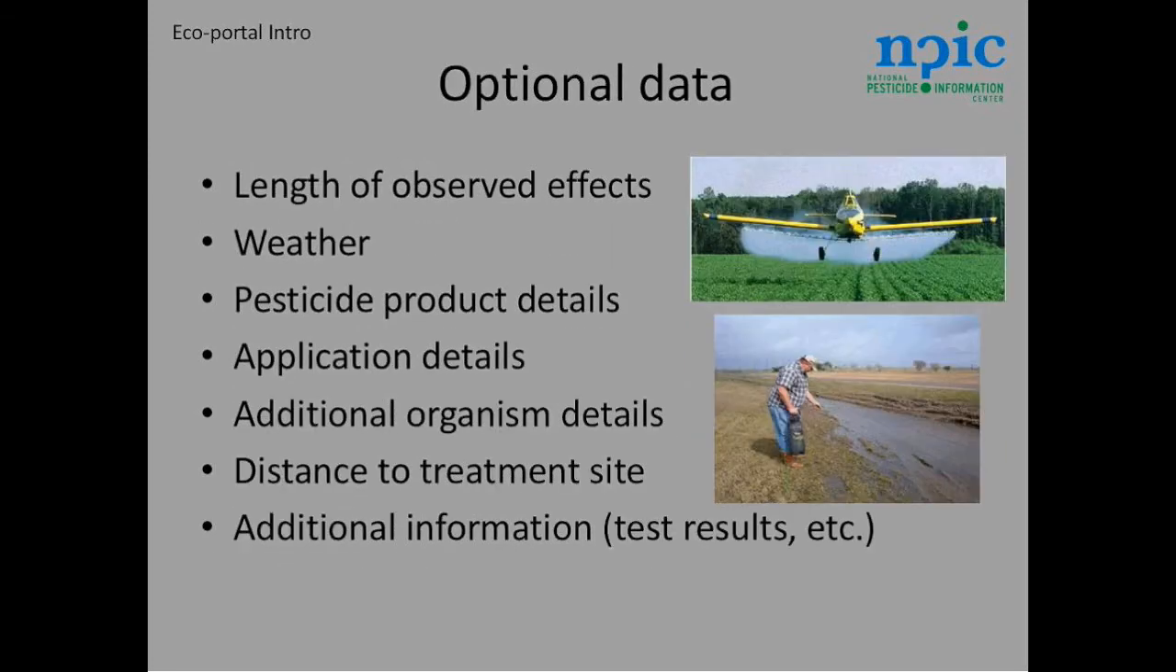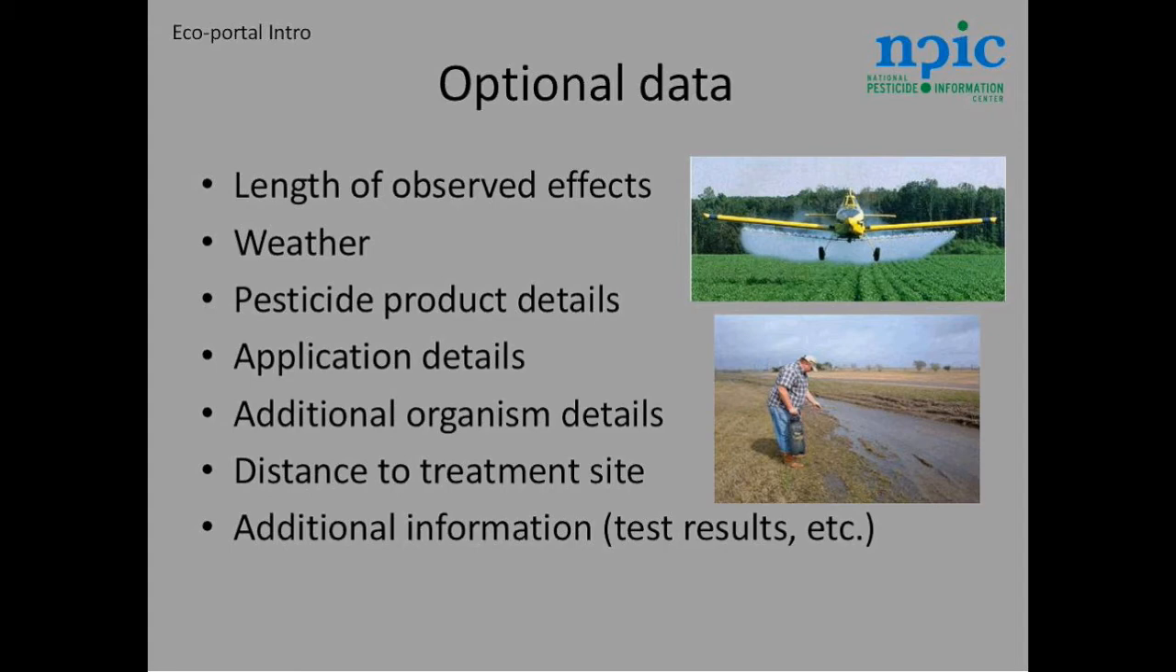And then there's some optional data. So if the observed effects lasted for a period of time, you could put in the start and the end date of that time, what the weather conditions were, and then some information on the pesticide products. I'm going to go over briefly how to look at a pesticide label, where you would find that information if you're unfamiliar with pesticides.